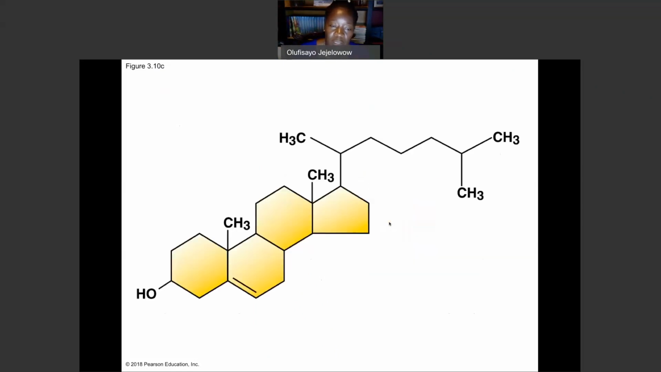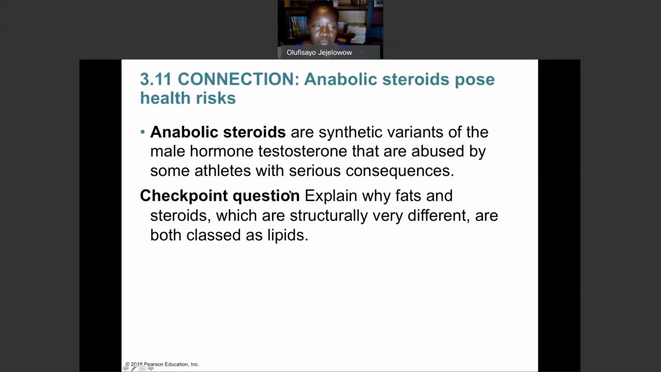This is a steroid showing here. All of the steroids would have this four-member ring, and they will differ from one another by their side chains. There will be a discussion point going out on anabolic steroids today for our current thoughts. These are synthetic variants of the male hormone testosterone that athletes abuse in order to advance their careers. So we're going to discuss that on the discussion board.